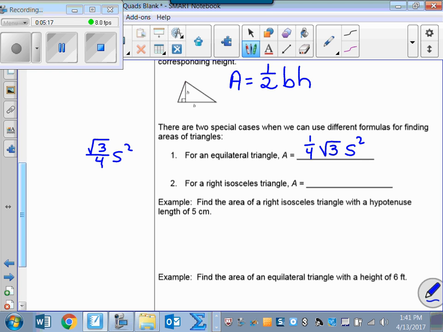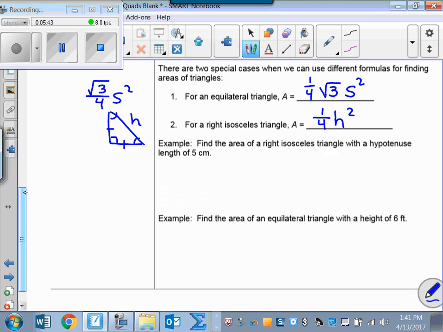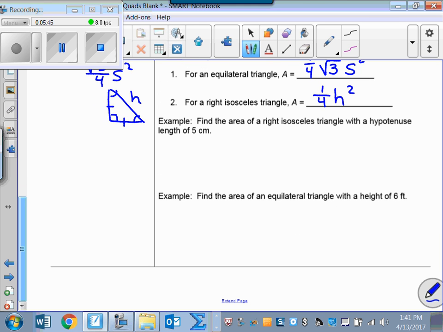And if I have a right isosceles triangle, and of course by that I mean these two sides are congruent, that's a right angle, so of course these angles are both 45, then I can calculate that area by using this formula. Area is 1/4 times the length of the hypotenuse squared. The hypotenuse. Not the height in this case, but that h there is the hypotenuse of that right isosceles triangle.